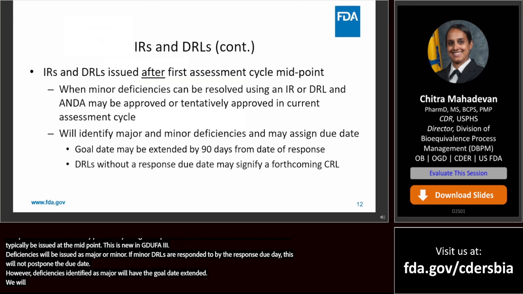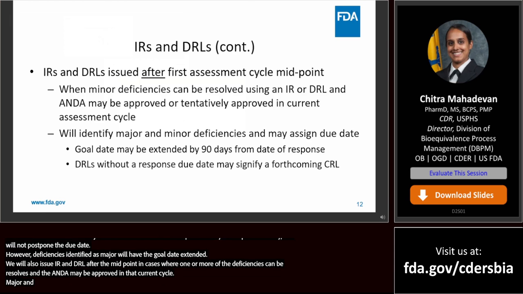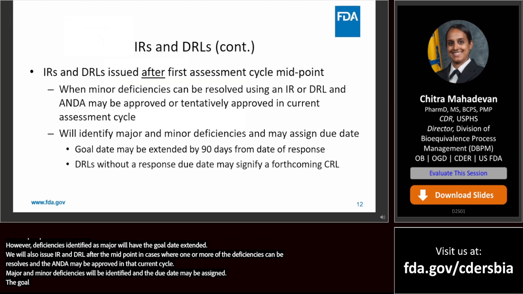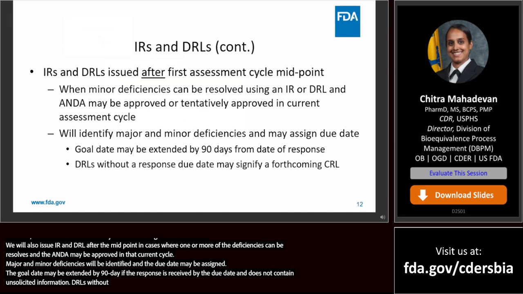We will also issue IRs and DRLs after the midpoint in cases where one or more deficiency can be resolved through an IR or DRL, and as a result, the ANDA may be approved or tentatively approved in that current cycle. For these IRs and DRLs, major and minor deficiencies will be identified, and a due date may be assigned. The goal date may be extended by 90 days if the response is received by the due date, addresses all identified issues, and does not contain unsolicited information. And note that DRLs without a response due date may signify a forthcoming complete response letter.